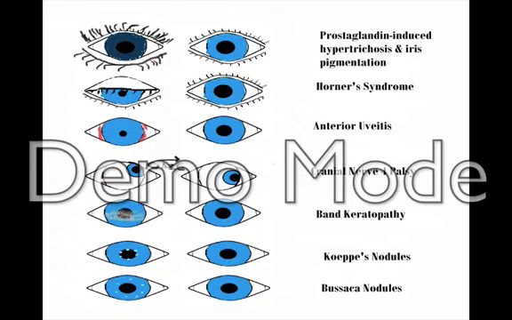In the image above, we notice increased iris pigmentation and lengthening of the eyelashes. This is because of prostaglandin in patients who are taking it for glaucoma. In the second image, please pay attention to the fact that there is miosis as well as ptosis. This is seen in Horner syndrome.